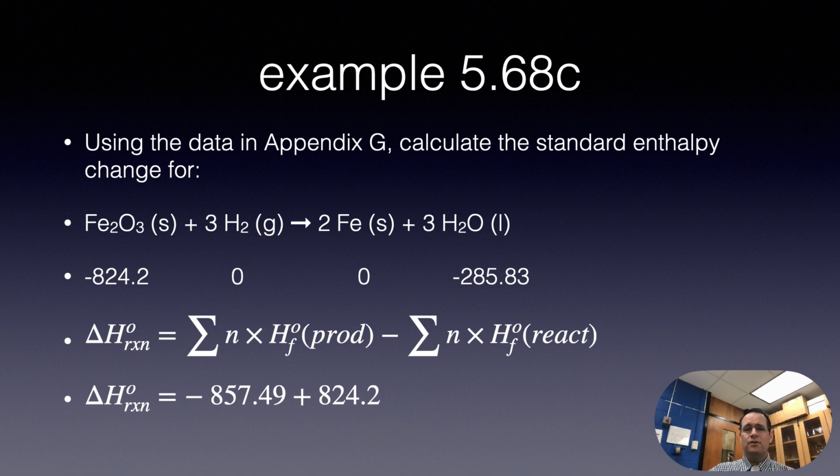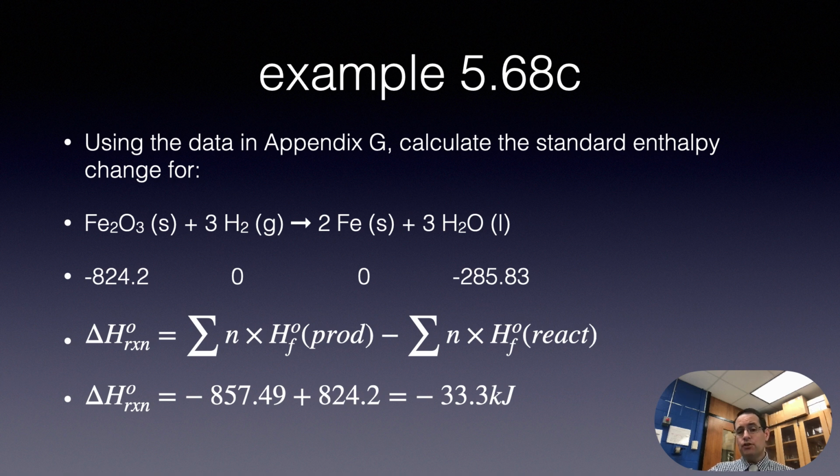And then all you have to do is add up those two numbers, and on my calculator I get negative 33.3 kilojoules. And I just add units to the very end after I've done all my work, all right? And your units are always going to be kilojoules, all right?